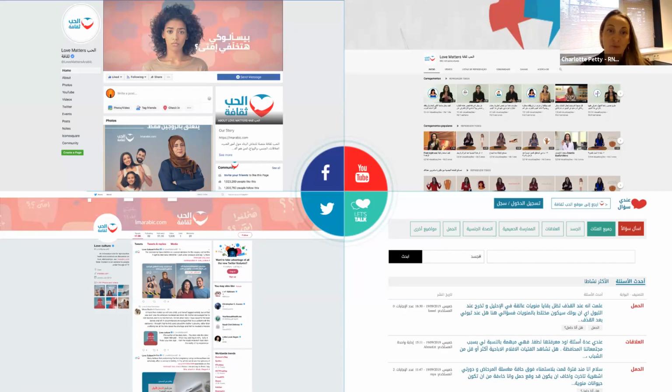As you can see here, we use multiple digital channels to build these online communities. We have the Love Matters websites, which provide the science-based sexual reproductive health and rights information and education, but we also use other context-specific digital channels. You can see here we use Facebook, YouTube, Twitter, and on the bottom right-hand corner is our Let's Talk, which is our interactive discussion board.